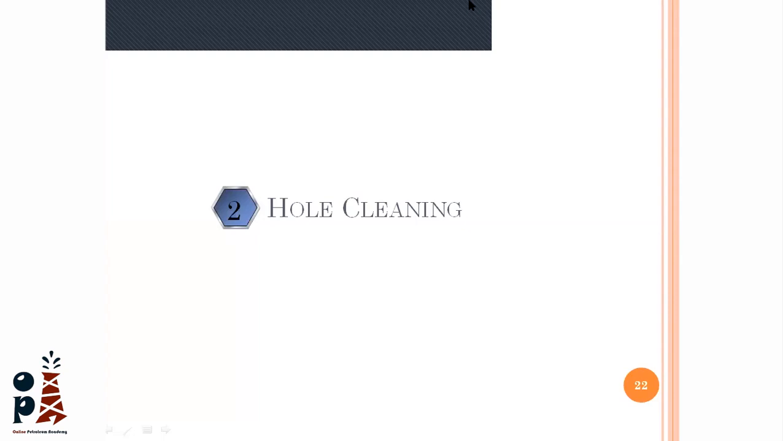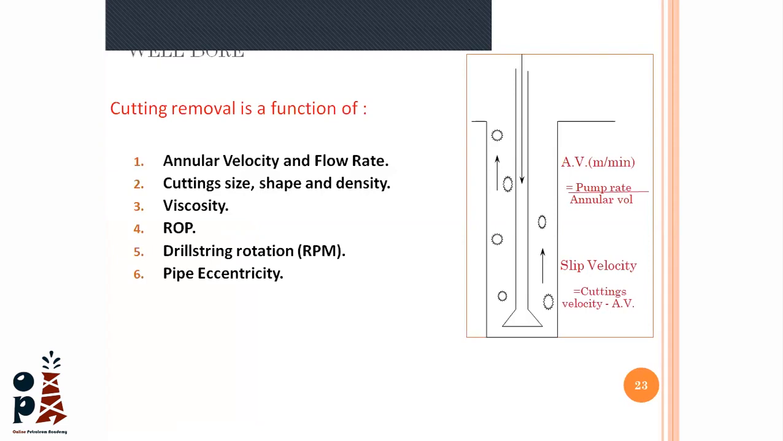So guys, let's see here. Cuttings removal is a function of what? Here you will see, as we said before, the mud comes from the pump down the drill string and up the annulus. This mud is pumped at a certain pump rate or flow rate. This flow rate is pumped through the annular volume or annular space. We talked about it: the space between the circular hole and the circular drill string.